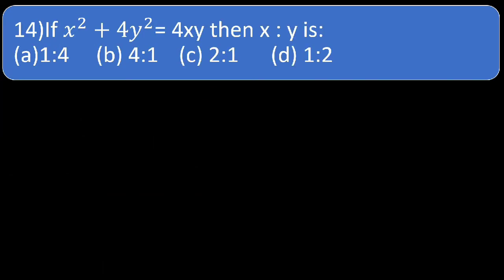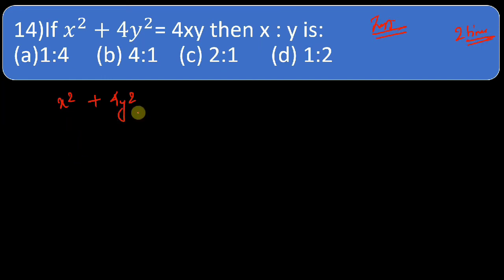Next sum. In the same way, we are given x square plus 4y square equals 4xy. Then we are told to find the value of x is to y. So we will first copy the sum, then you have to answer. Question number 14. We have to just copy this first. It's a very easy sum. So x square plus 4y square, this is an important sum. Try to do it 2 times.